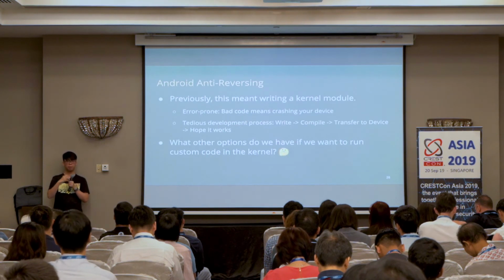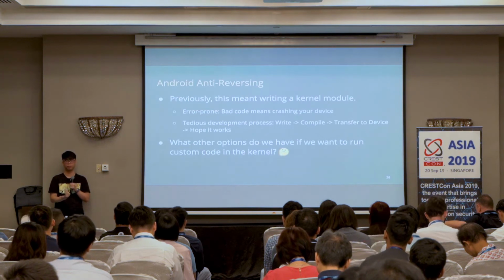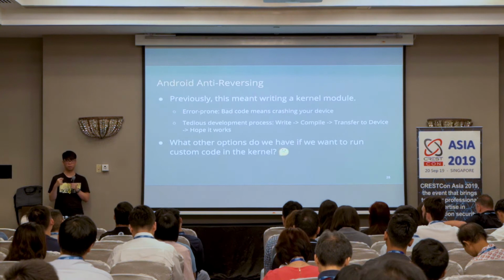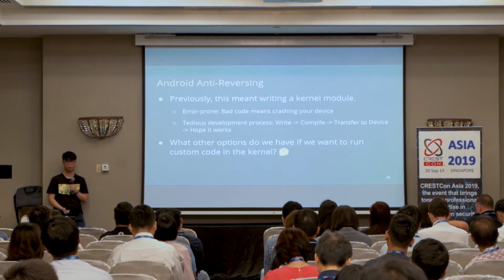So if you're running on an Android device running on ARM, and your host machine is x86, you need a cross compiler, which is not difficult but a bit annoying to set up. And you have to transfer the kernel module onto the device. You have to load it and hope it works. If it doesn't work, you have to repeat the whole process over again.